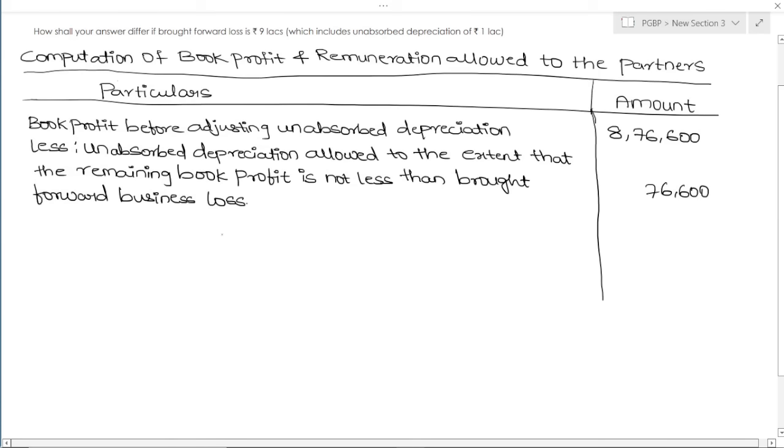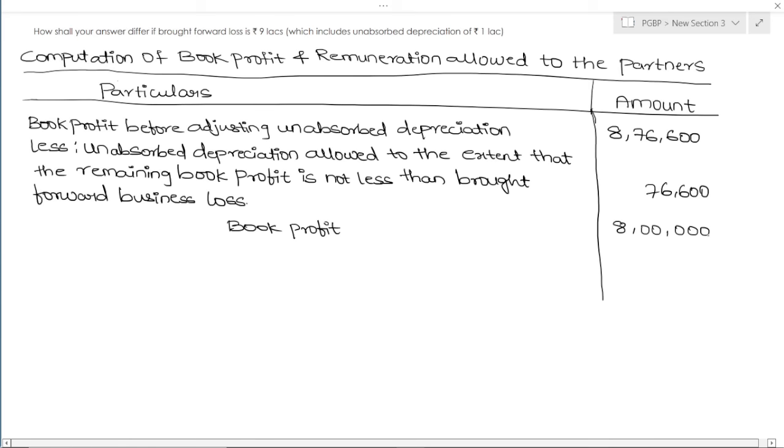So 8,76,600 minus 76,600 unabsorbed depreciation. Oh, my book profit came to 8 lakhs. Correct. Now this is allowed as per law. It cannot be worse than this. So now my book profit is 8 lakhs. Everybody wrote down. Very good. Now after book profit, what we need to do? We need to just calculate remuneration.